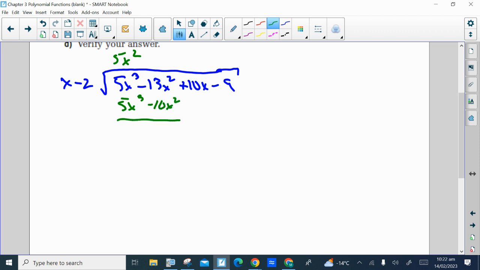And now we subtract. When you subtract the 5x cubes, they cancel. Remember, you're subtracting here. For this next part, it's negative 13x squared minus negative 10x squared. The minus minus becomes a plus positive, so it'll be negative 13x squared plus 10x squared, which is negative 3x squared. And like we did before, that next term is copied down. It's brought down.